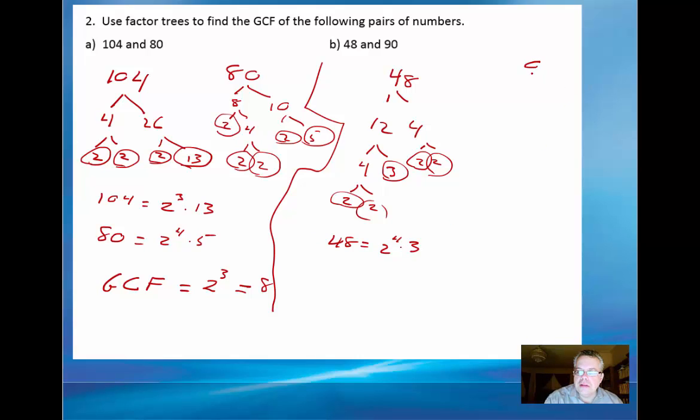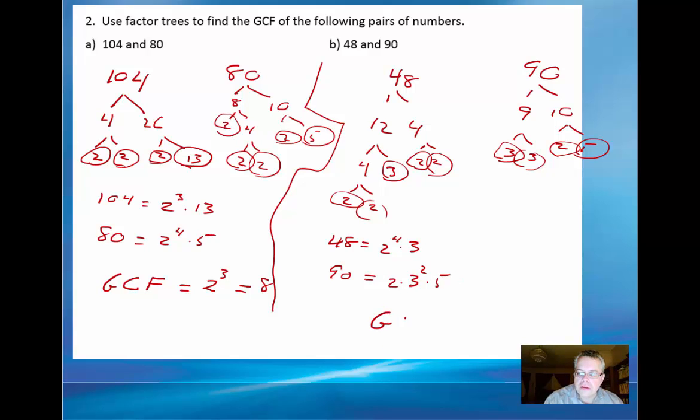All right, let's do 90. 90 is 9 times 10, which is 3 times 3, and 2 times 5. So we get 90 is equal to 2 times 3 squared times 5.